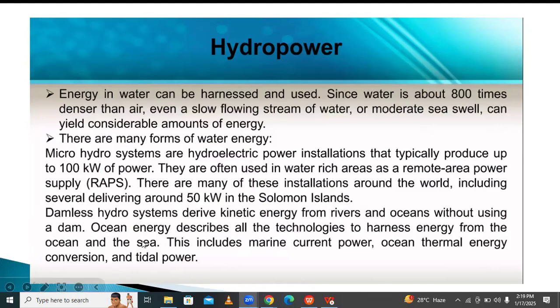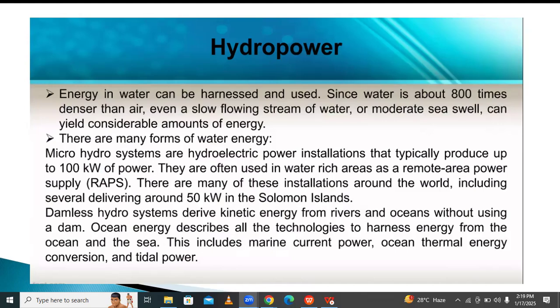By using hydropower plants we can generate electricity. In hydropower plants, the energy stored in the dam is potential energy. That potential energy is converted into kinetic energy. That kinetic energy is converted into mechanical energy by using turbines. The turbines rotate and we generate mechanical energy. Then mechanical energy is converted into electrical energy.